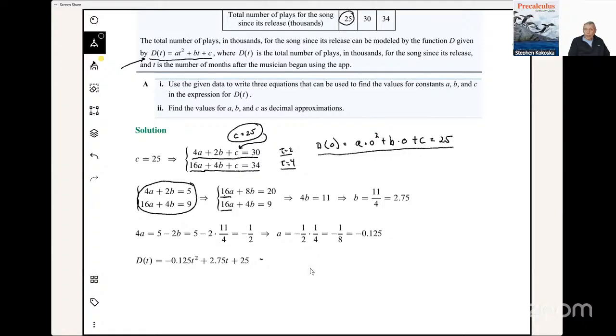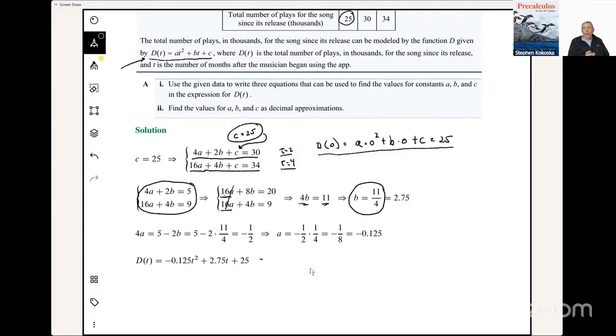That's a good thing. So I multiply the top equation by 4, and then what I'm going to do is subtract the bottom equation from the top on the left-hand side of the equal sign and on the right-hand side. Well, the 16a's will cancel. 8b minus 4b is 4b, and 20 minus 9 is 11. And therefore, I can solve for b and get 11/4.